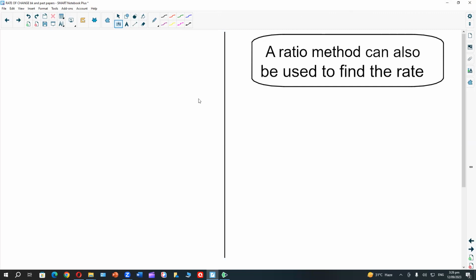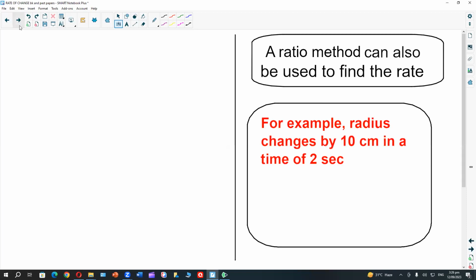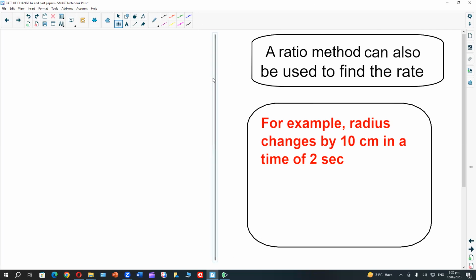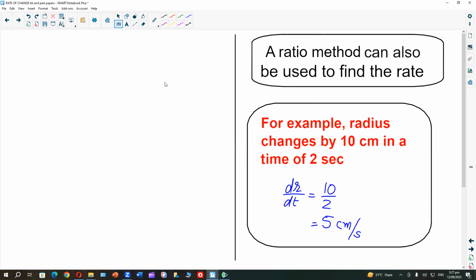A ratio method can also be used to find the rate. What is the ratio method? For example, one pen is costing 10 rupees, so two pens will be costing 20 rupees. This is called the ratio method. So look at the example. For example, the radius changes by 10 centimeter in a time of 2 seconds. So I can make it a ratio directly. Look at the screen.